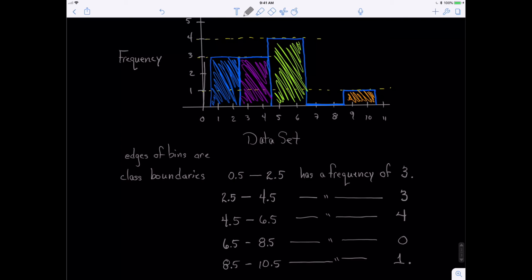of 1. And that is how you take the idea of a histogram, divide the number line into equal segments, which we call classes, and the edges of those classes are called the class boundaries, and the number of dots in those divisions forms our frequency. And that's how we make histograms. Hope that helps, and thanks for watching.